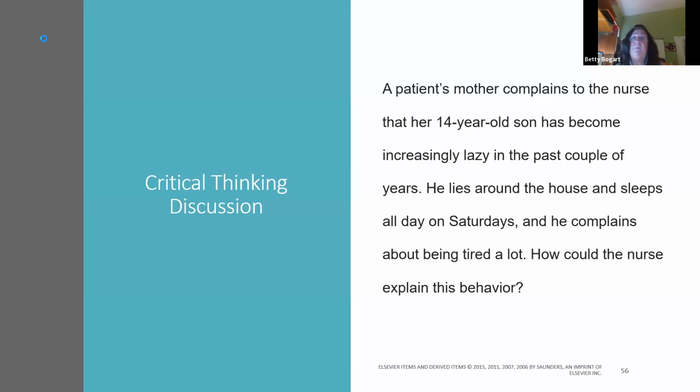So a mother complains to the nurse that her 14-year-old son has become increasingly lazy in the past couple of years. He lies around the house and sleeps all day Saturdays, and he complains of being tired a lot. How would the nurse explain that behavior? What do you think that is? After what I just said.